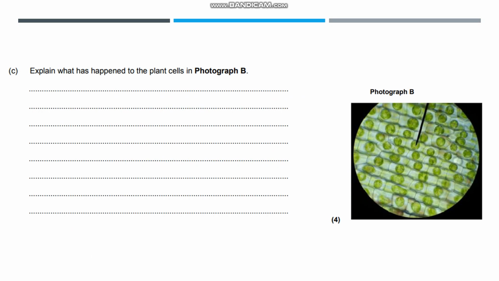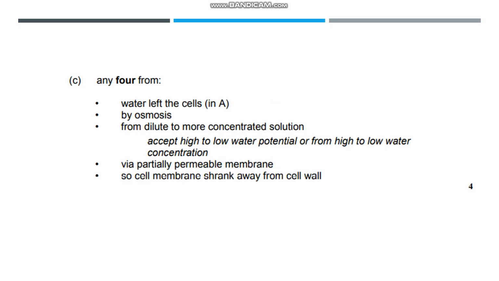Okay, so I've attached photograph B over here for it to be easier for you guys, and it's a 4-marker, so make sure to take your time and pause the video. Okay, here's the answer. So from all these bullet points, you could have chosen any 4 for your answer. Notice you have to include partially permeable membrane. That's also a very important keyword that you need to include in your exam questions.